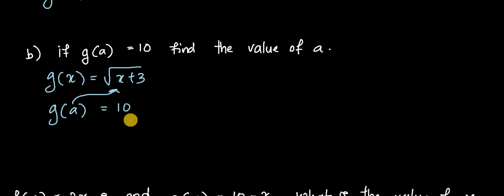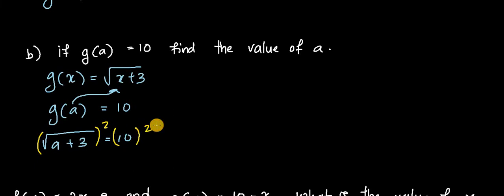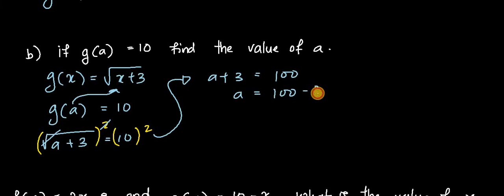So here I'm going to do square root, wherever there's x, I'm going to substitute the a inside, equals 10. Now what gets rid of a square root is a square, so I'm going to square both sides, and this will destroy it. So here I would get a plus 3 equals 100. a equals 100 minus 3. So I would get the answer to be 97. This should be the value of a. This is how we find it.